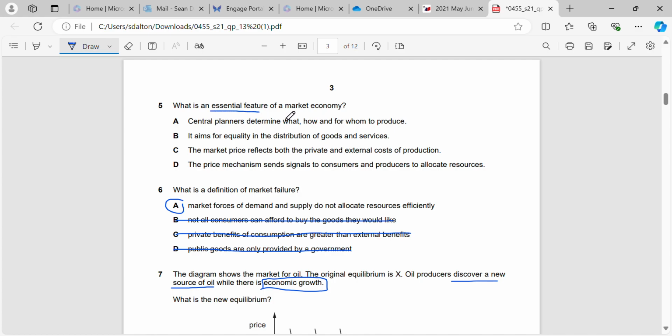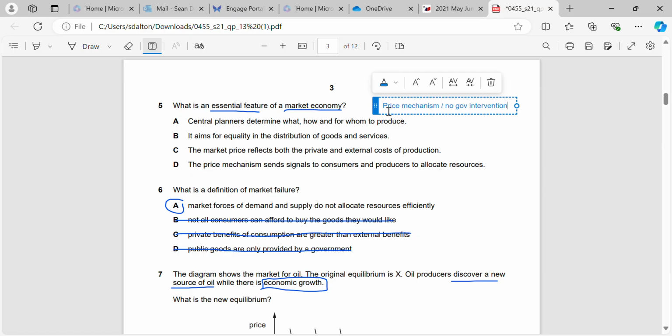So question 5, what is an essential feature of a market economy? So remember, a market economy is going to have the price mechanism working to allocate resources and no government intervention.